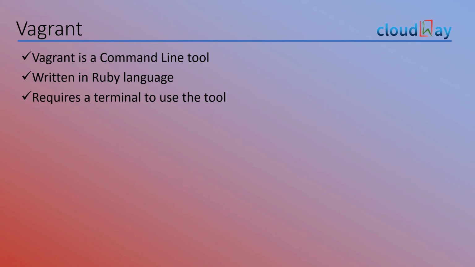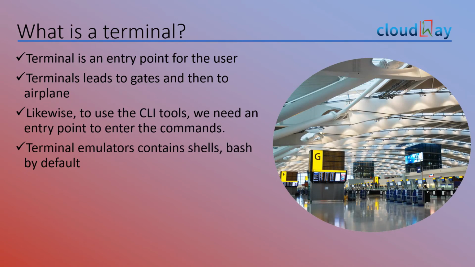Then comes a question, what is a terminal? So we have seen terminals in airports. A terminal is an entry point for the user, and terminals lead to the gate and then to the airplane. Likewise, we use the CLI in a CLI tool. We need an entry point to enter the commands from the keyboard.